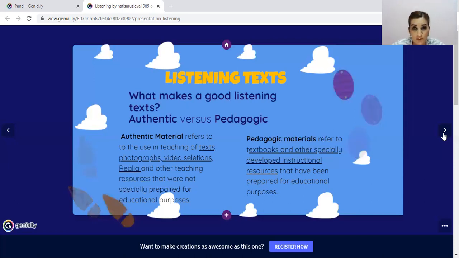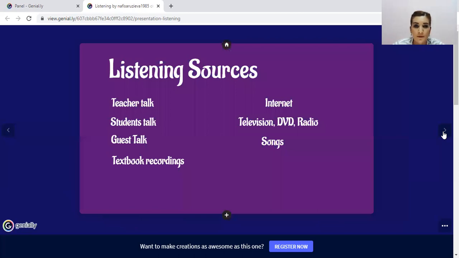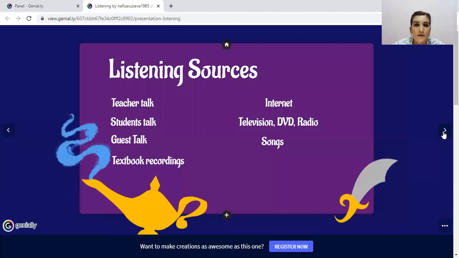And pedagogic materials. What are they? These materials are used by the teacher from the textbook in order to use them in our lessons. So the difference is really understandable, yes?